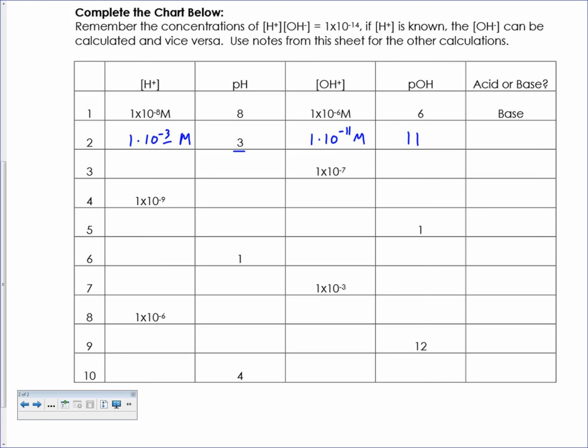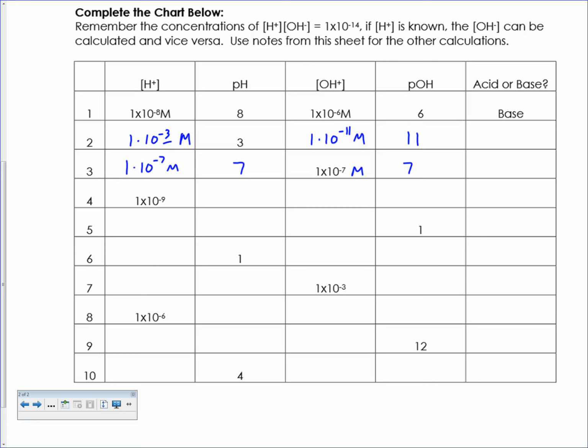So whatever your pOH is, it always ends up being the exponent in the third column. Whatever the pH is, that ends up being the exponent in the first column. So this next one, it has a concentration of OH. It's got a negative 7 there, so that means pOH is 7. pH and pOH have to add together to be 14, so pH is also 7, which means this is 1 times 10 to the negative 7 molar as well.